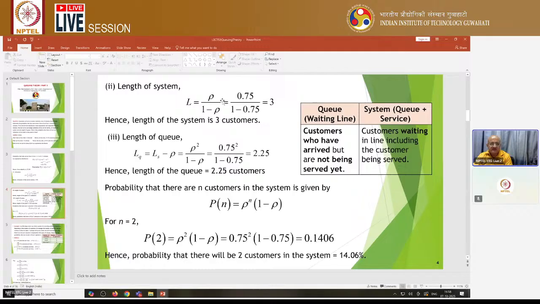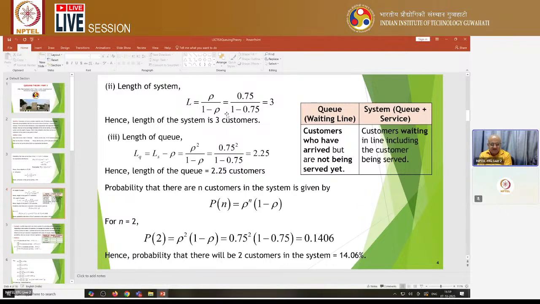Now the length of the system is 3. That means service plus waiting together is 3. And the length of the queue is how much? 2.25. You may say that okay, one person is getting serviced, then 2.25 plus 1 should be 3.25. But why is the length of the system only 3 and the length of the queue 2.25? So the answer is that it is not deterministic, it is probabilistic. So it will not be exactly that one person. The average comes out to be 3, and here it comes out to be 2.25 only.